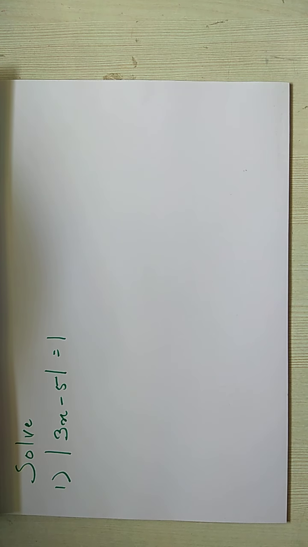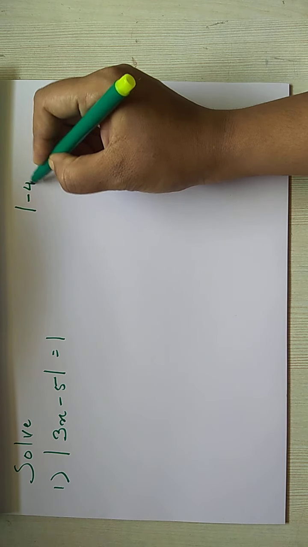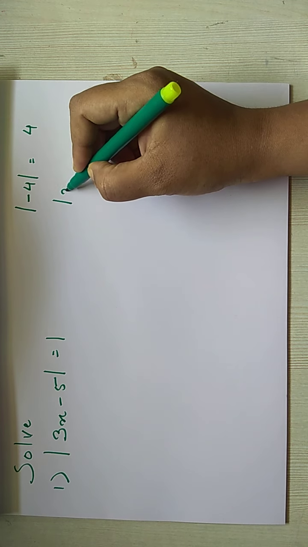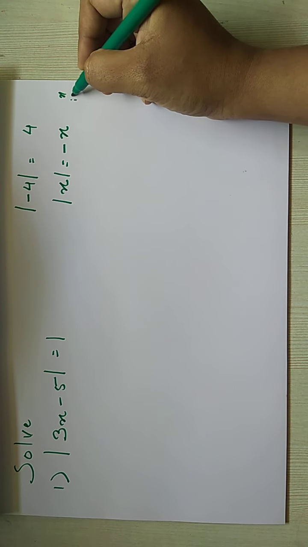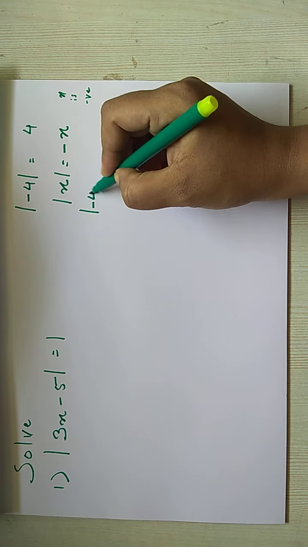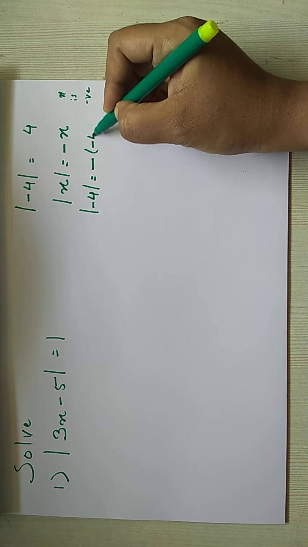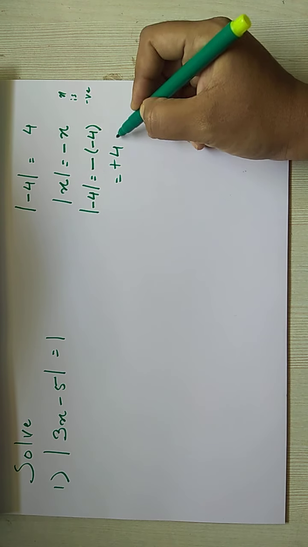And we know that modulus has two possibilities: either it will be a positive value or a negative value. When we write modulus of minus 4, the answer is what? 4. According to the definition, modulus of x is minus x when x is negative. That means modulus of minus 4 according to the definition is minus, and this minus 4 again you have to write in place of x. It turns out to be plus 4. This is how we get plus 4.